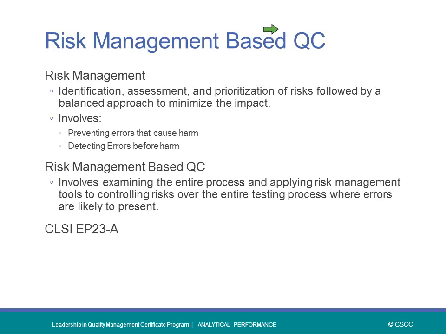We do have some experience with risk management procedures, but how do we apply that to QC design? Well, first of all, risk management involves identifying, assessing, and prioritizing risk, followed by a balanced approach to minimize the impact. What this really means is preventing errors that cause harm, but also detecting errors before harm can result. And of course, coming to our minds right now are routine QC procedures, detecting errors before they can cause harm.